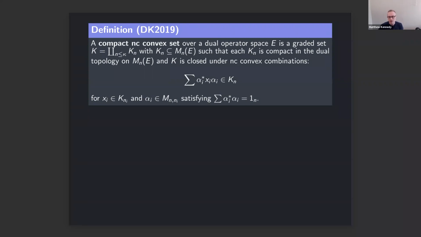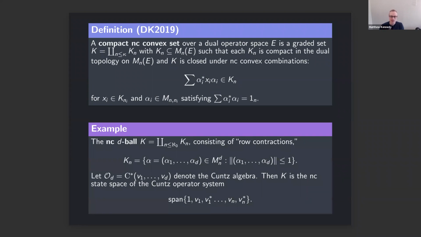So this is a graded set K, just like in the previous definition of this non-commutative state space. The base space typically will be a dual operator space. For example, it will be the dual of an operator system, because we want to have a nice topology that makes each of these Kn compact. And we require, in addition, that K is closed under non-commutative convex combinations of the type that I mentioned. So of course, the NC state space of an operator system is an example.